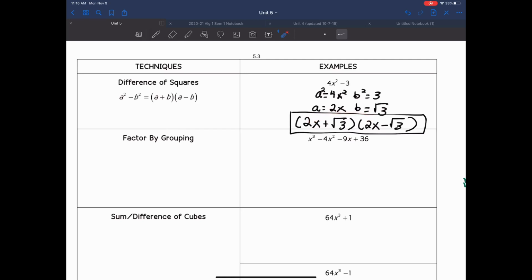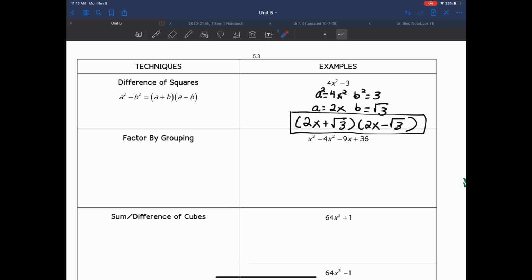2x times 2x is 4x squared. 2x times negative square root of 3. 2x times positive square root of 3, well, that would be a positive and a negative, which would turn into 0. And then the square root of 3 times negative square root of 3 is just negative 3, giving us 4x squared minus 3. So we can use the difference of squares if we have a binomial and our first term has an x squared in it. Then we can set it up using the difference of squares.